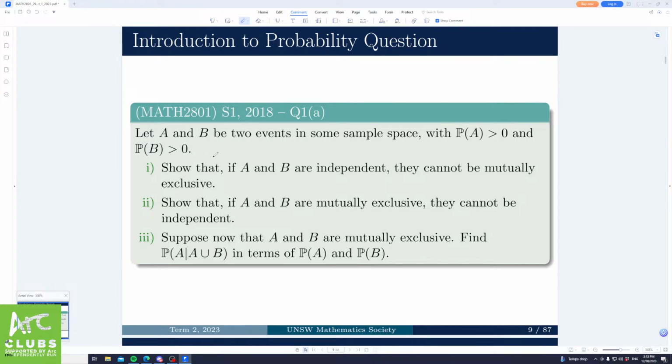It says, let A and B be 2 events in some sample space with probability of A greater than 0 and the probability of B greater than 0. So we know that the probability of each event occurring is possible. Because they're not 0, these events have some sort of chance that they occur. Part I says, show that if A and B are independent, they cannot be mutually exclusive.